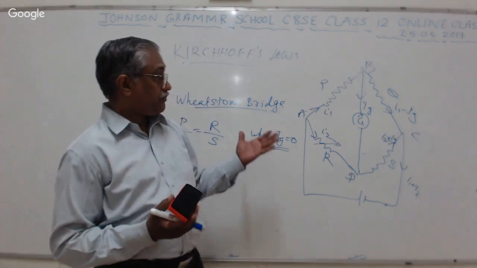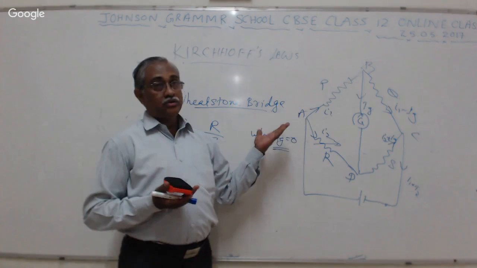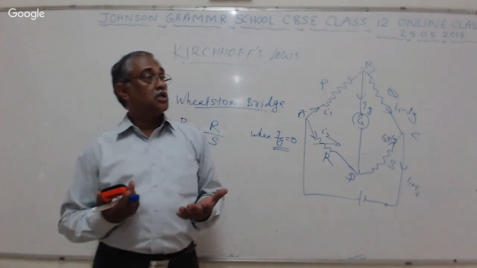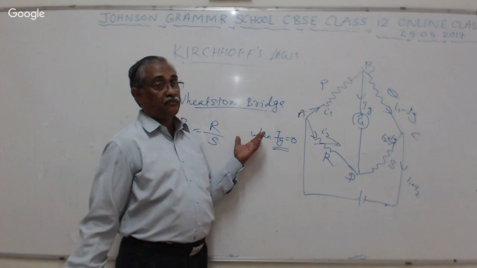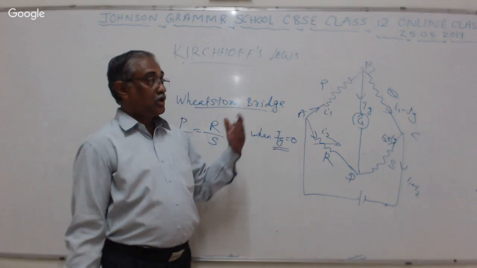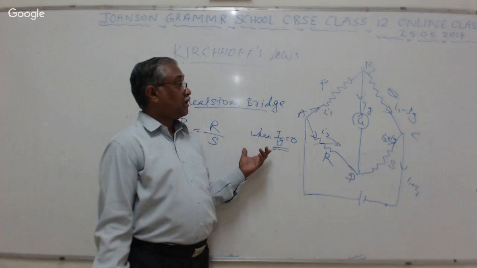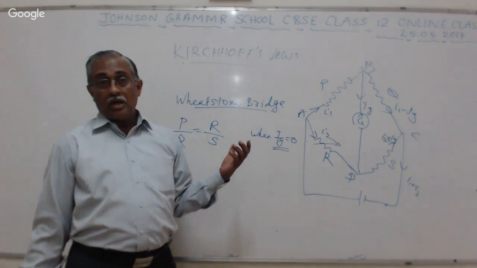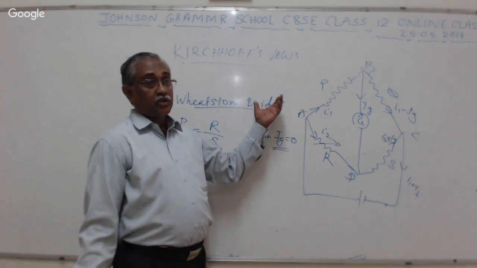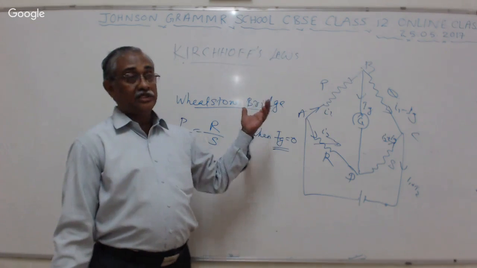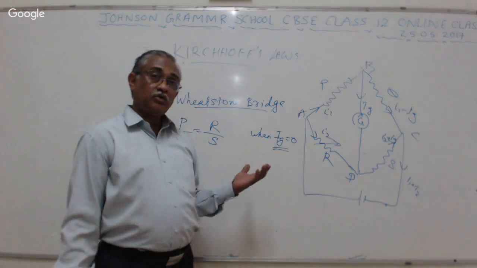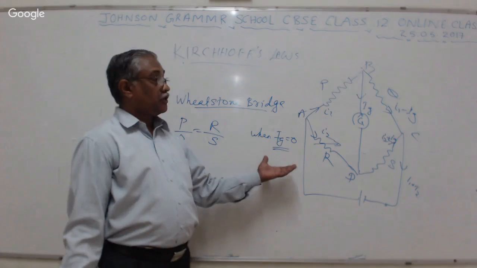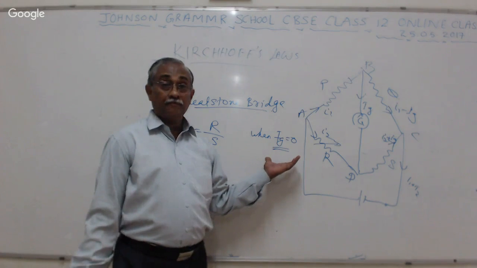So I'm winding up here. So we have used two rules. We understood two rules or two laws of Kirchhoff. The first law is the junction rule. The second law is the loop rule. The loop rule is always used only for a closed circuit, and the junction rule is for a junction in a network. So the junction rule follows the law of conservation of charge, and the loop rule follows the law of conservation of energy.